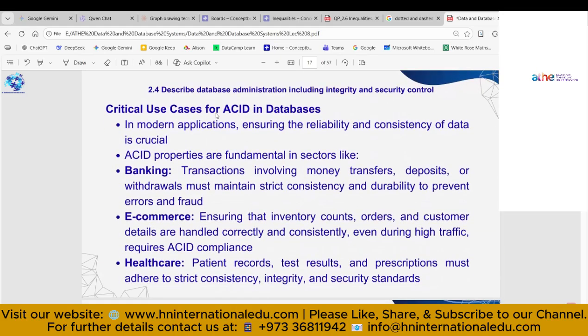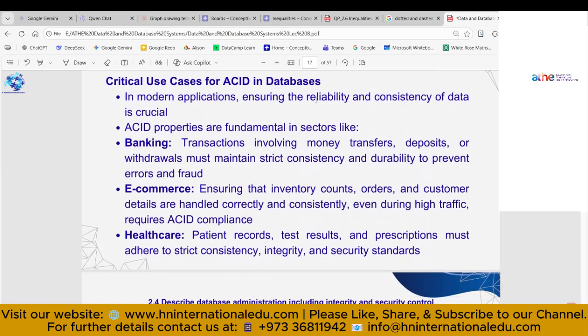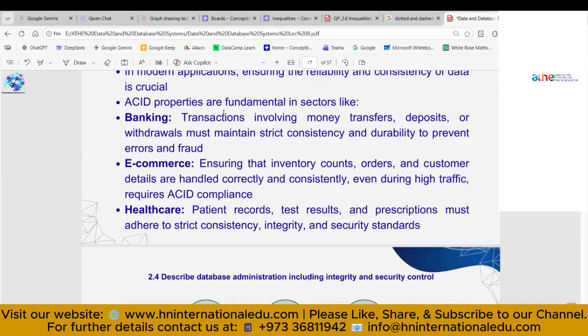What are the critical use cases for ACID properties in databases? In modern applications, ensuring the reliability and consistency of data is crucial, and ACID properties are fundamental in sectors like banking, like the example I gave of a bank account or withdrawing money from your ATM. Transactions involving money transfers, deposits, even if you transfer money online, are an example of ACID properties. Or withdrawals must maintain strict consistency and durability to prevent errors and fraud.